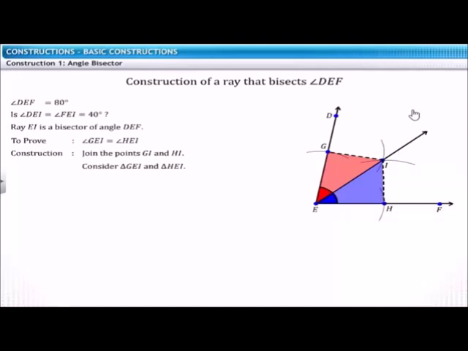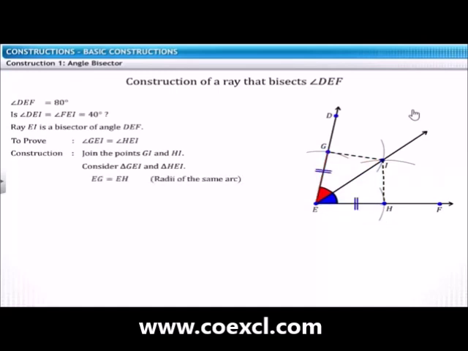If you recall, points G and H were obtained by drawing a common arc. So EG and EH are along the radii of the same arc. Hence EG is equal to EH. Similarly, GI and HI are equal, as these two are also radii of the same arc. EI is common to both triangles GEI and HEI. By the SSS rule, triangle GEI is congruent to triangle HEI.